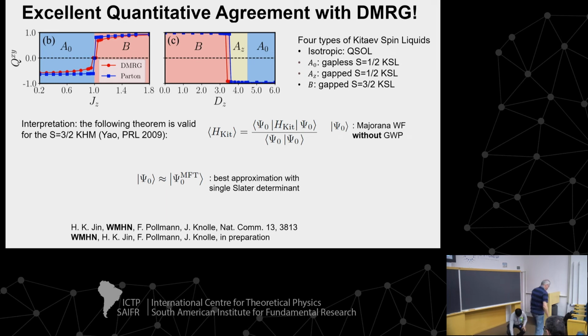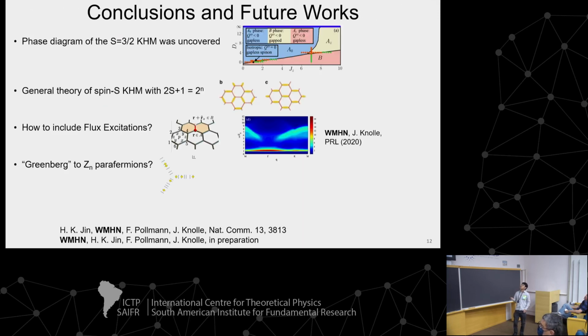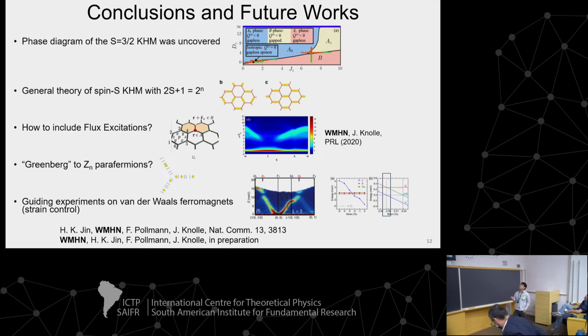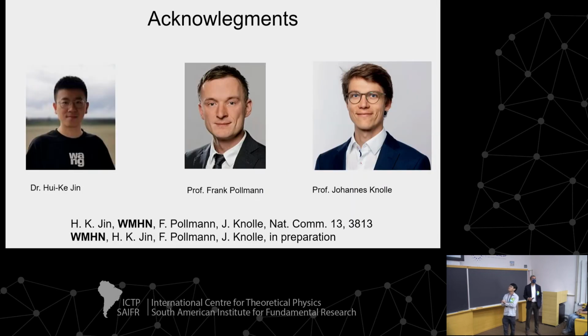The mean field theory is a method to get the best single Slater determinant approximation to the real ground state of the S = 3/2 Kitaev model. So I plan to skip this. And my main message is that we uncovered the phase diagram of the spin 3/2 Kitaev model by extending several results of the spin 1/2 Kitaev model, and this gives opportunity to several research lines.